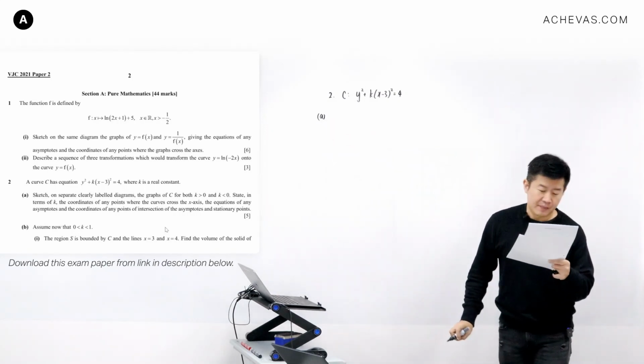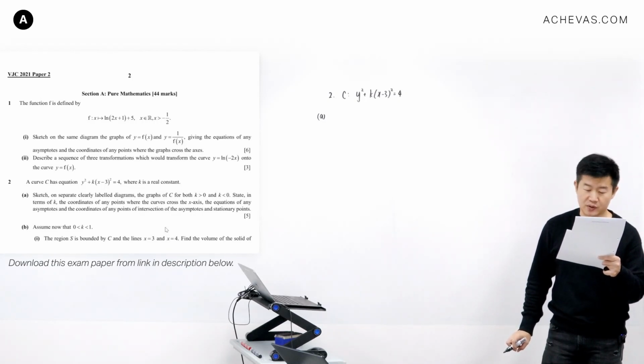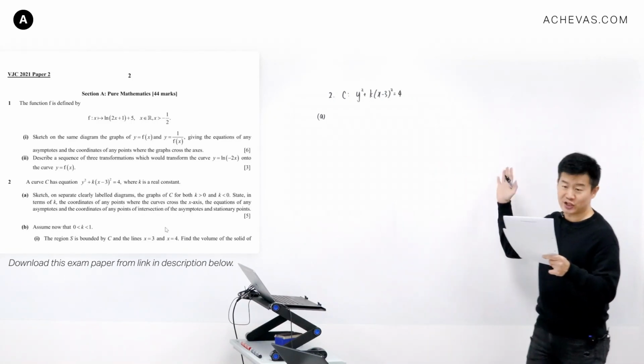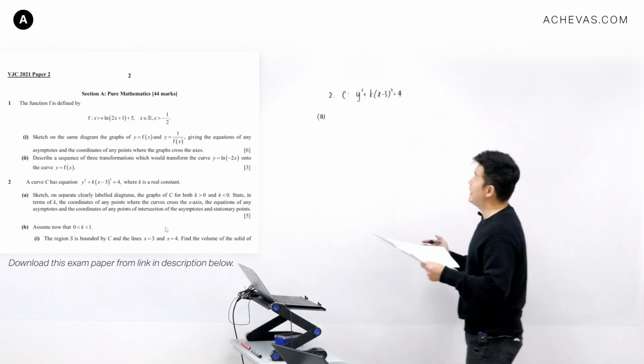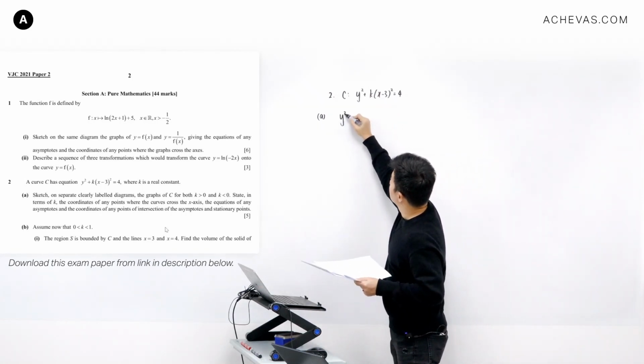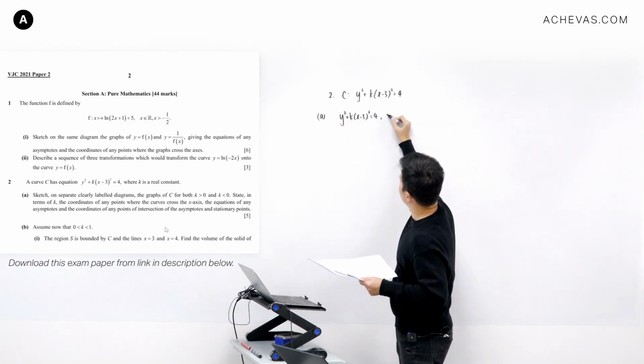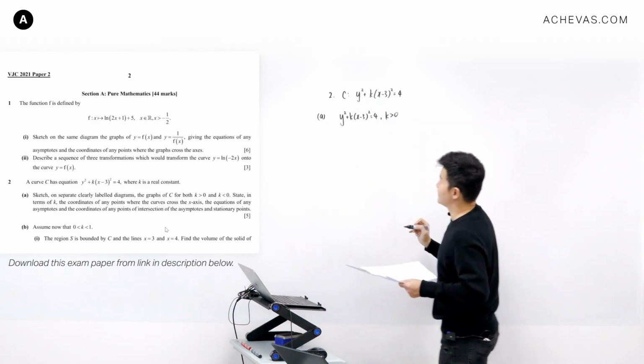Part A, we are supposed to sketch the graph of C when k is bigger than 0. And then we are going to sketch another graph where k is less than 0. So let's be sketching 2 graphs, okay? So when k is bigger than 0, this y squared plus k(x minus 3) squared is equal to 4, where k is bigger than 0.